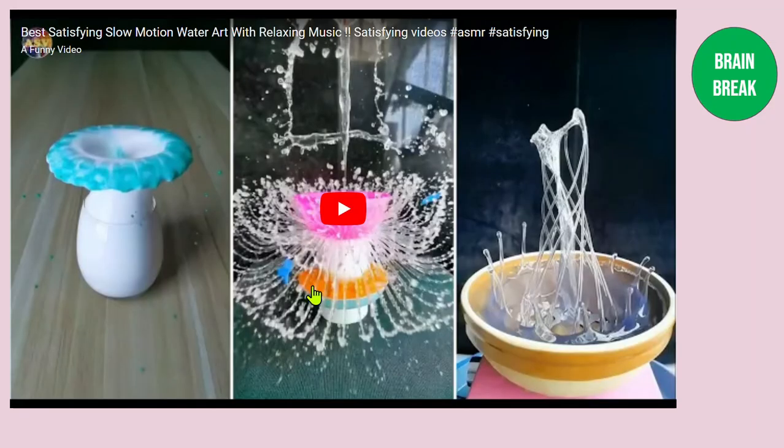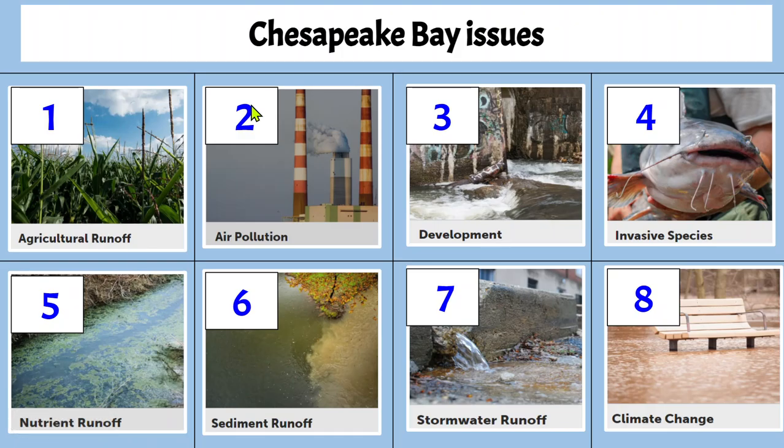Every time you click on one of these, it will take you to some resources that will give you information about either agricultural runoff, air pollution, development, invasive species, nutrient runoff, sediment runoff, stormwater runoff, or climate change.